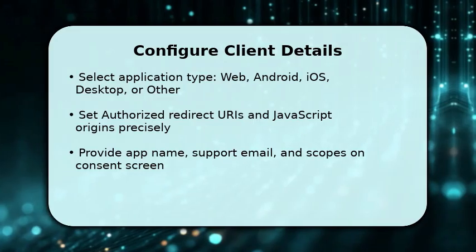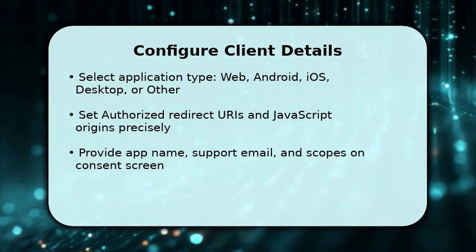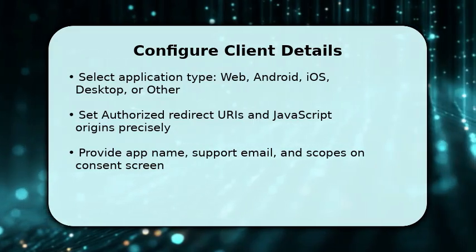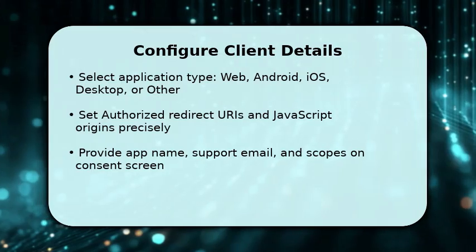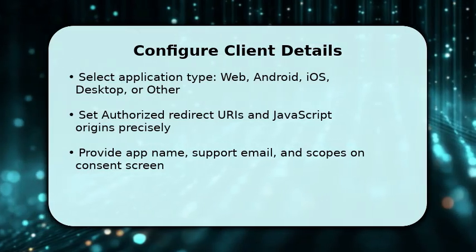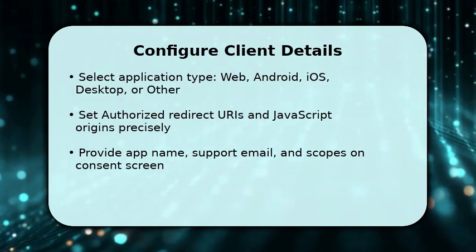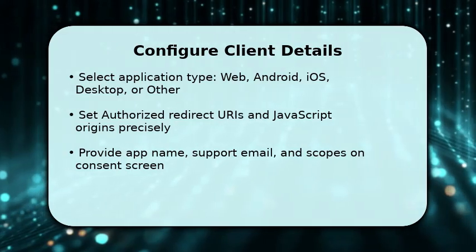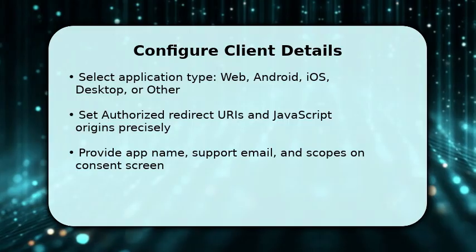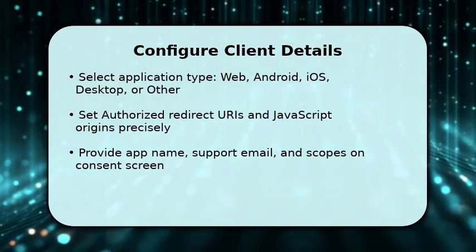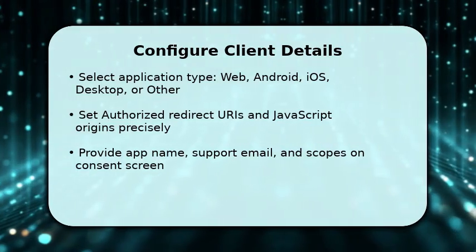For web apps, add exact authorized redirect URIs and JavaScript origins. Mismatches cause auth to fail. For mobile or desktop, follow platform-specific instructions for package names or bundle ID. Set the consent screen details and requested scopes. Fewer scopes simplify approval and improve user trust.